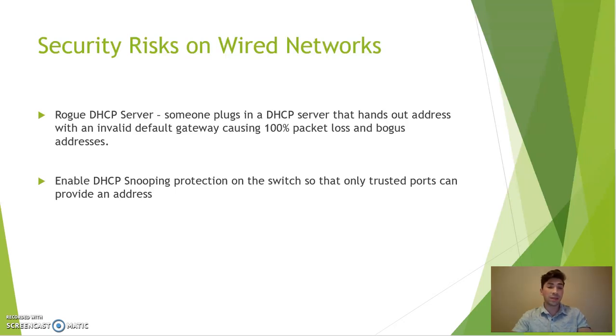A way to counteract this is to enable DHCP snooping. What this would do is, on the switch or the router or whatever has the DHCP service, it would only allow DHCP issuing of addresses from trusted ports. So that could lower the risk of a rogue DHCP server on the network.